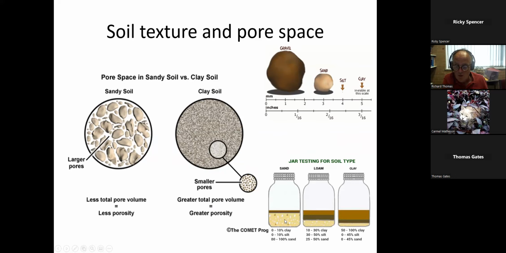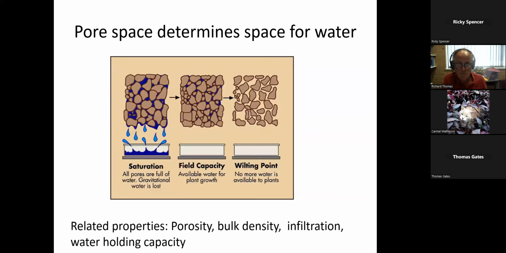So if we have a sandy soil, you put your sandy soil type in, you'll get a very thin layer of silt at the top. And the different types of clay will have different components. So a clay soil will contain anywhere between 50 and 100% of clay. That's very fine particles. So the pore space is what determines the water holding capacity.